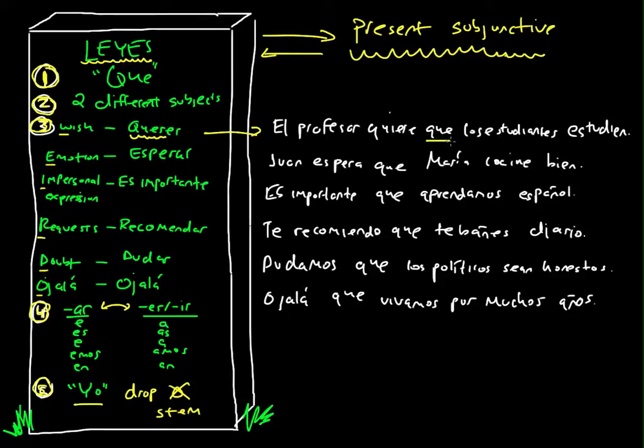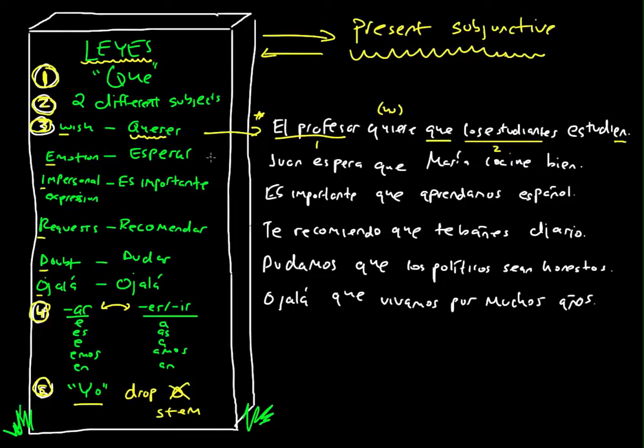So here's our que. Here's subject 1, subject 2. And if we look here, quiere is our expression over here, so it's W. And the last thing is, if we look at our verb after the que, it has to be in the subjunctive. And so this is an AR verb, and so it ends in EN. And so the ending switched, okay? And so now this is a good sentence using the present subjunctive. El profesor quiere que los estudiantes estudien.